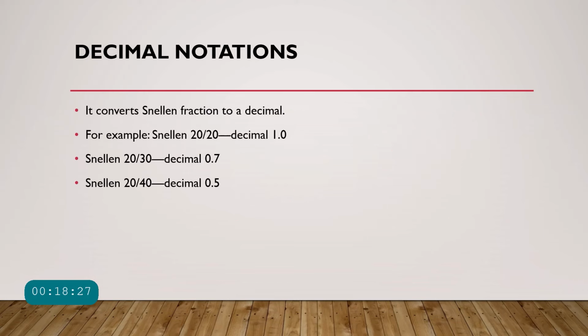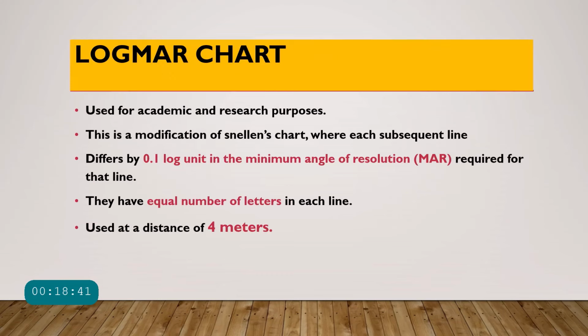Next, coming to the decimal notations. Sometimes the Snellen's fraction can be converted to decimal. So 20 by 20 will be about 1, and 20 by 30 will be 0.7. This is just a basic division. 20 by 40 is 0.5.